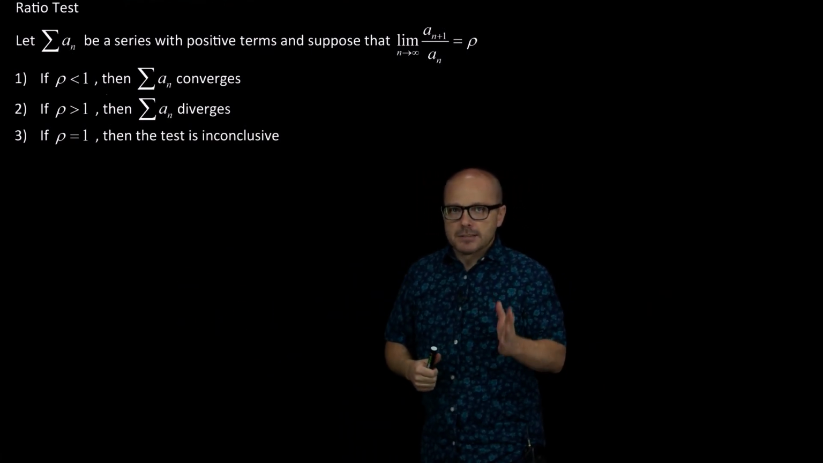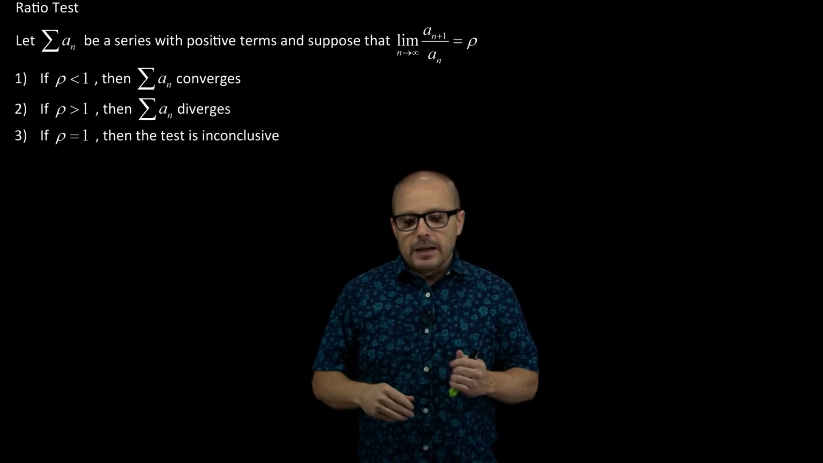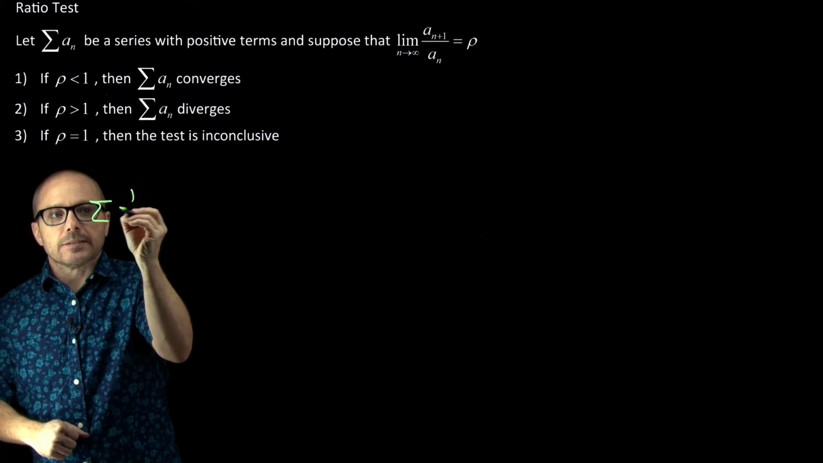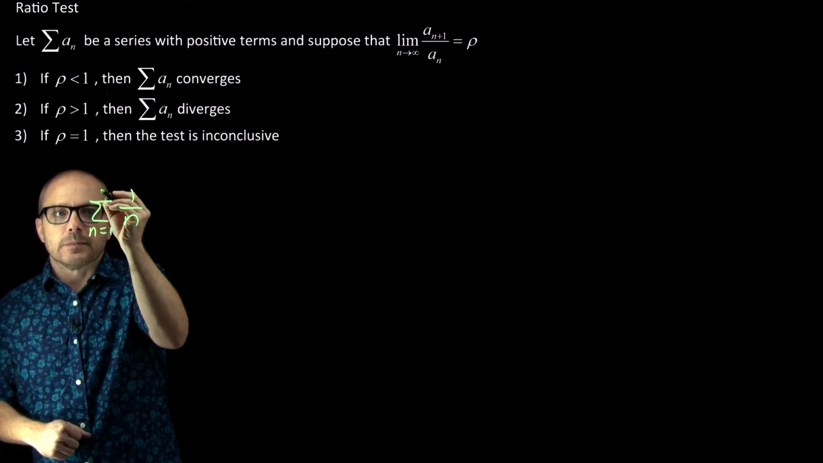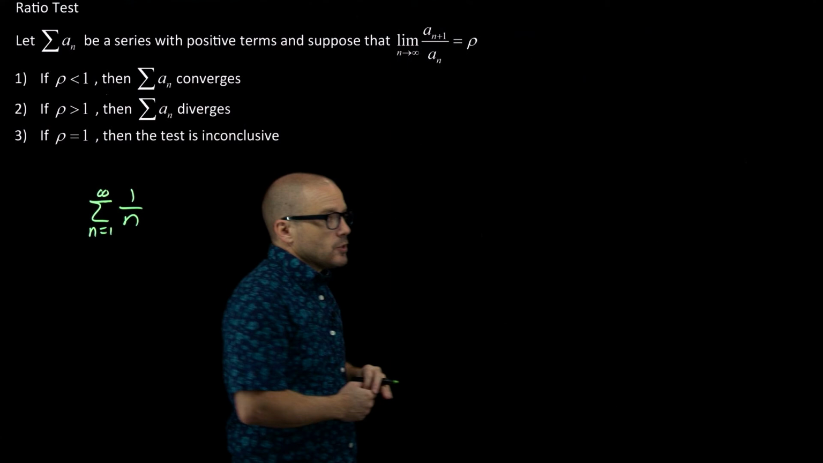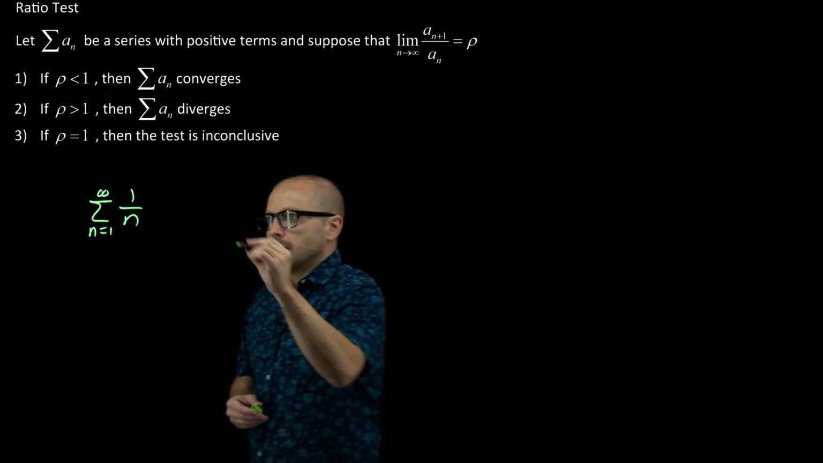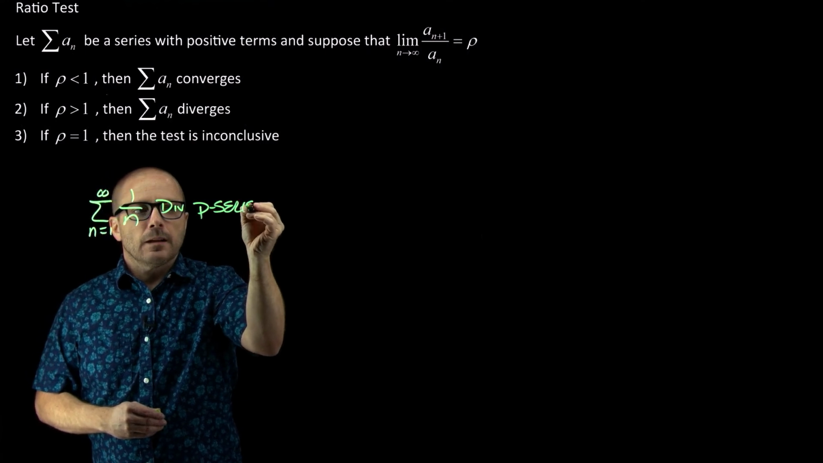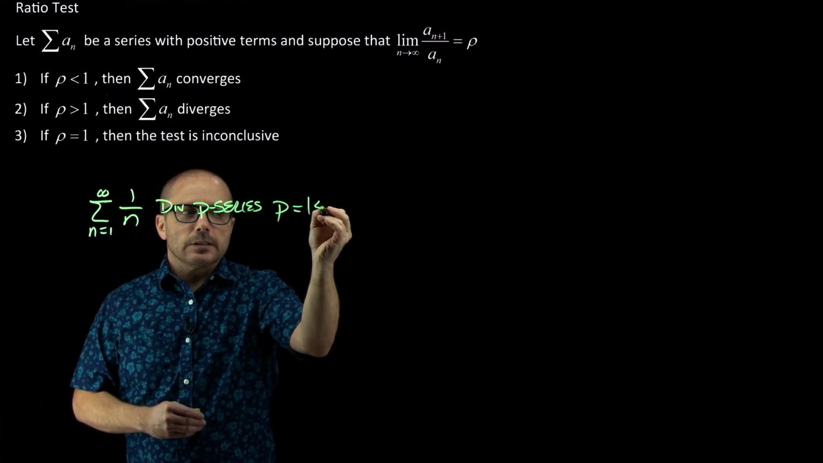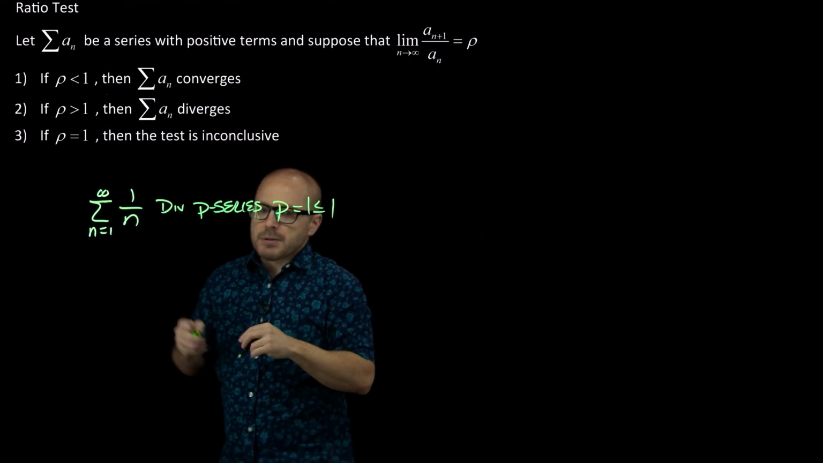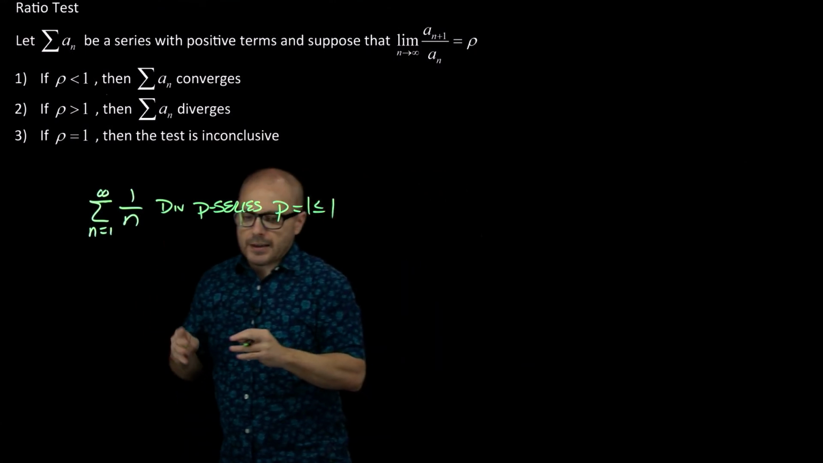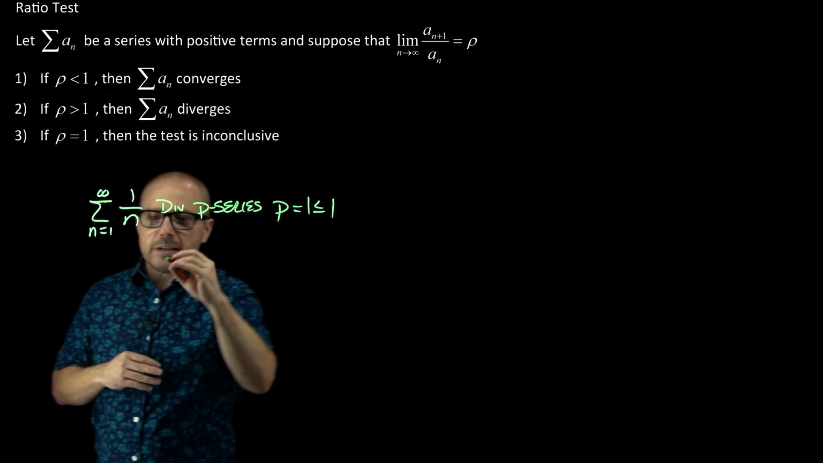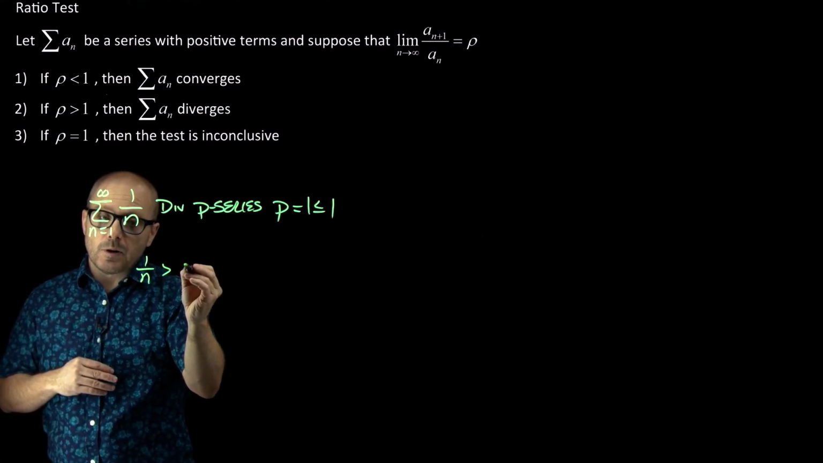And really the best example for this is p-series. So if we look at something like, say, 1 over n, we know that to be a divergent p-series, right? This is a divergent p-series. P is 1, which is less than or equal to 1. So what happens if we do a ratio test on that? It's legit to try because the terms need to be positive. So first of all, the terms are positive.